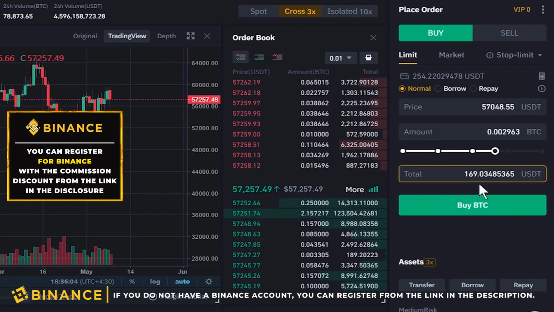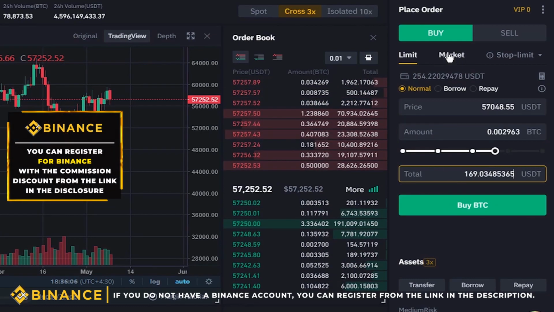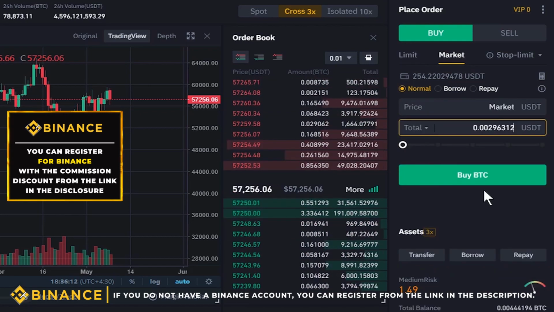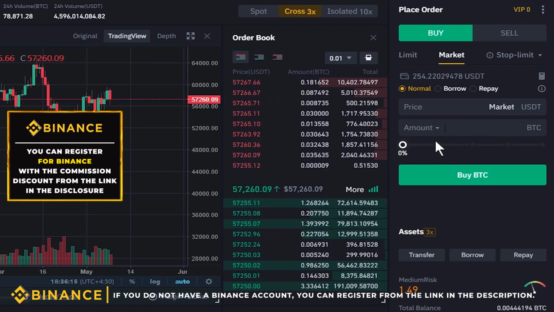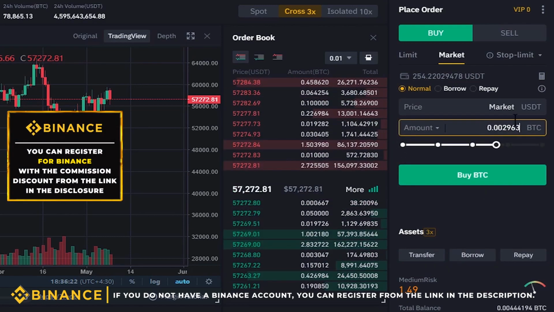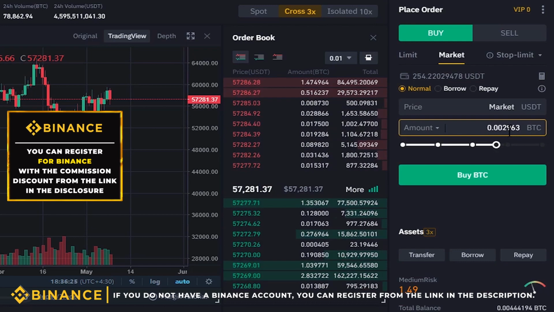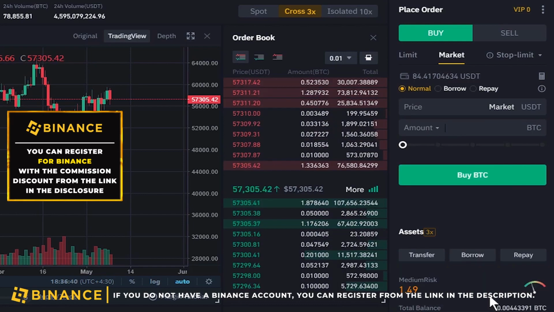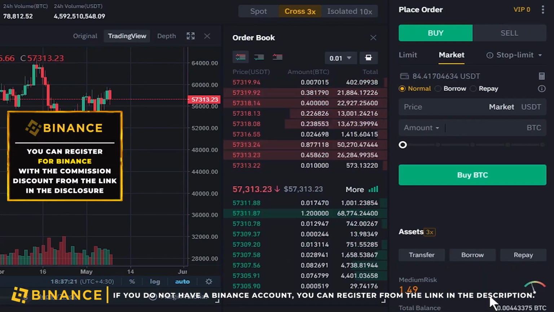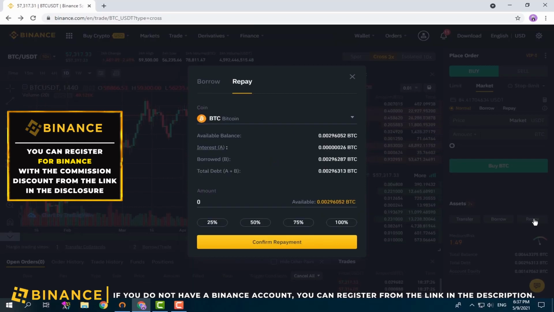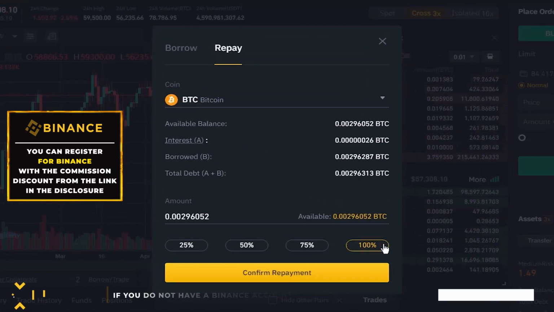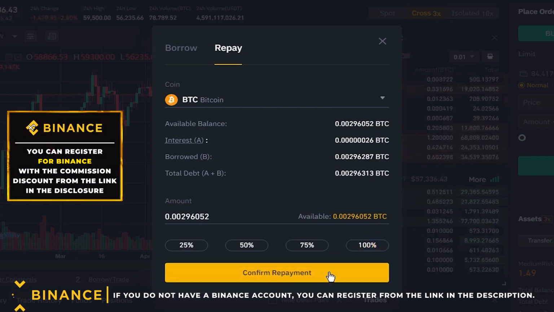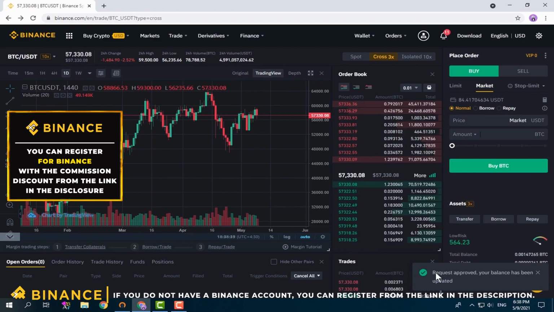This is limit order. We want to place a market order, so I switch to market, and for the size I paste it again here. And if I click on the amount, this is the amount of BTC that we are buying to repay our debt. We click on buy BTC and the order is filled successfully. And now we can repay our debt. We click on repay. This is our available BTC. I select 100% because I want to repay all the debt, and I click on confirm repayment and request approved.